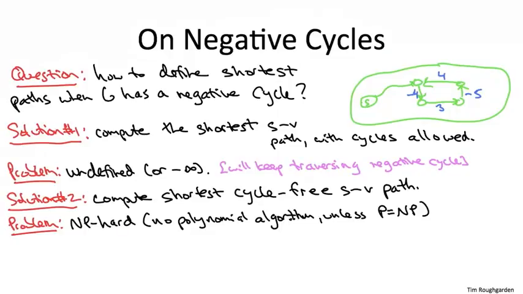If we allow cycles in our paths, we don't get a meaningful problem. We get something that doesn't make sense. If we exclude cycles, we get a perfectly meaningful but unfortunately computationally intractable problem.